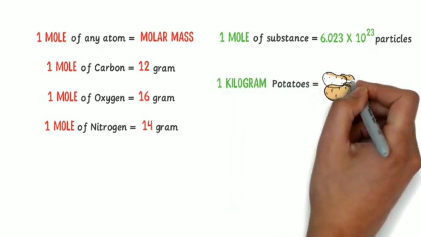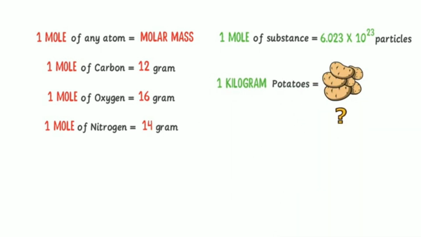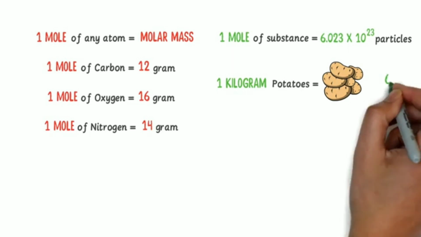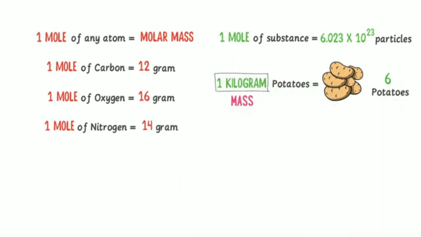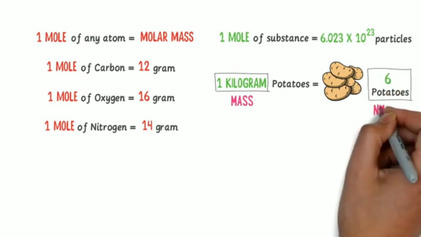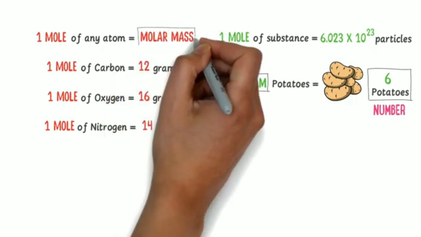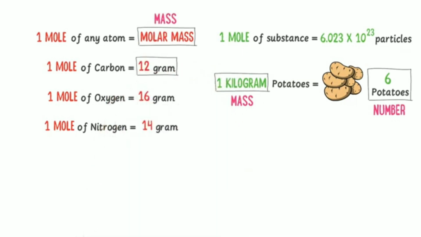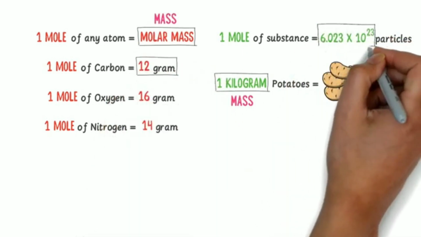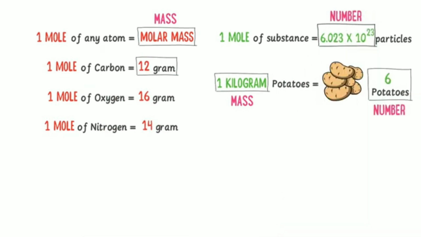Consider 1 kg of potatoes. If I ask you how many potatoes are there in 1 kg, well, you can count it and your answer is 6 potatoes. 1 kg is the mass of potatoes and in 1 kg there are 6 potatoes present. And we can see that 6 is the simple number of potatoes. Similarly, 1 mole is the molar mass of any atom like 12 grams of carbon, and in 1 mole there are 6.023 × 10^23 atoms present. So 6.023 × 10^23 is a number just like 6.